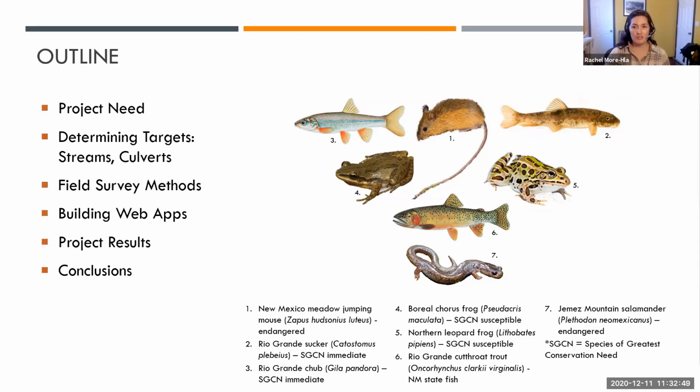The 7 species shown here rely on aquatic or riparian habitats and occupy the project area in the Santa Fe National Forest. The species include the New Mexico state fish, 2 endangered species, and 4 species of greatest conservation need. The SGCN and endangered species are declining in population numbers due to habitat loss, among other reasons.